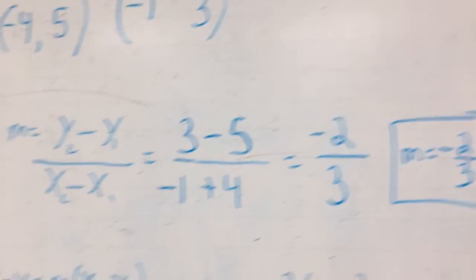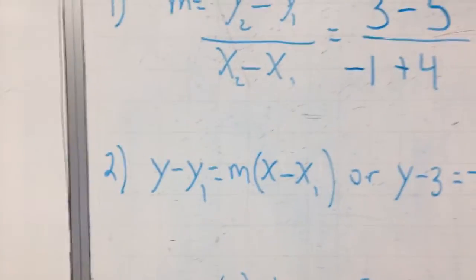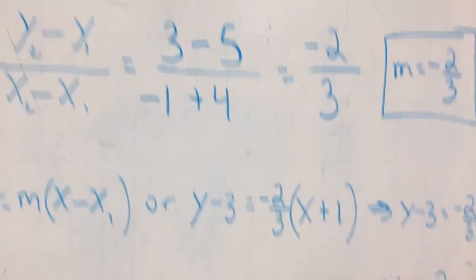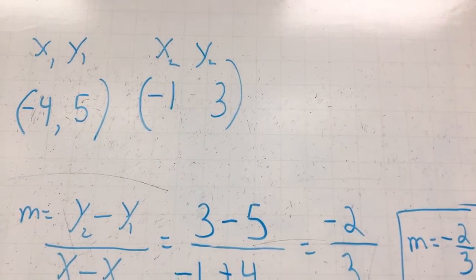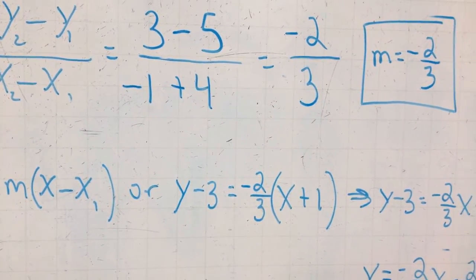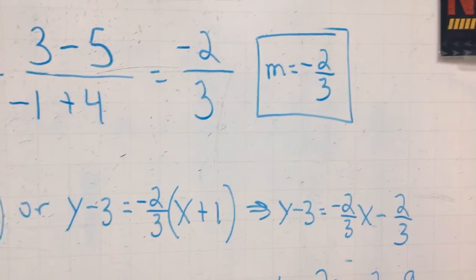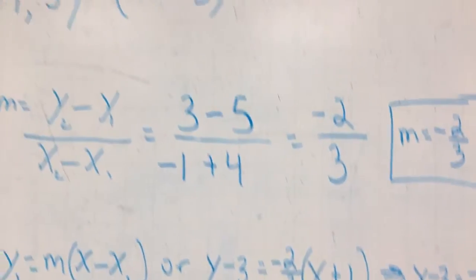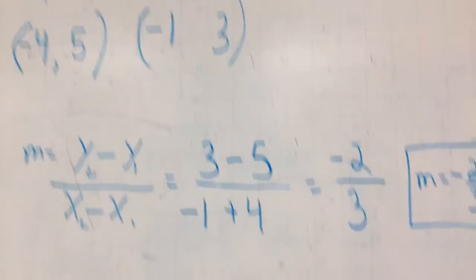Okay, now, I'm going to use the point slope form. And I'm going to pick a point. I picked the second point in this case. All right? So I got y minus 3 is equal to -2/3. Why -2/3? Because that's the slope I just found. Times x plus 1. Notice that negative made that a positive.